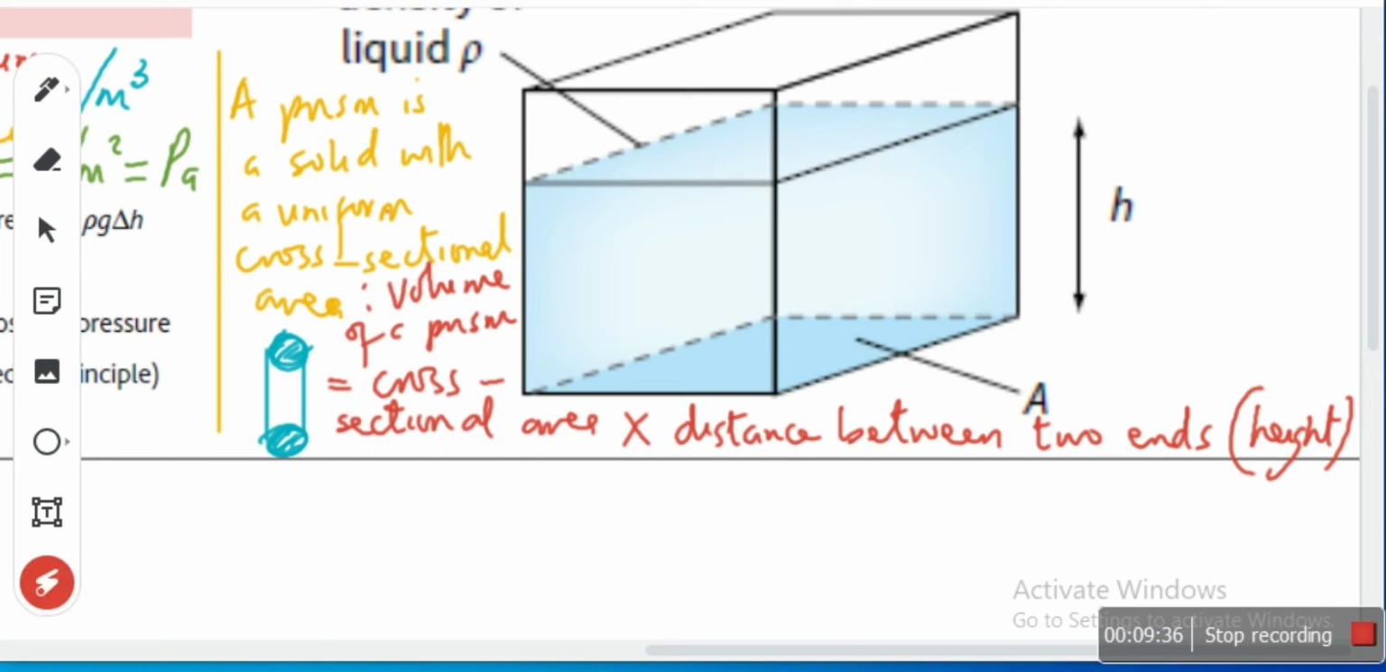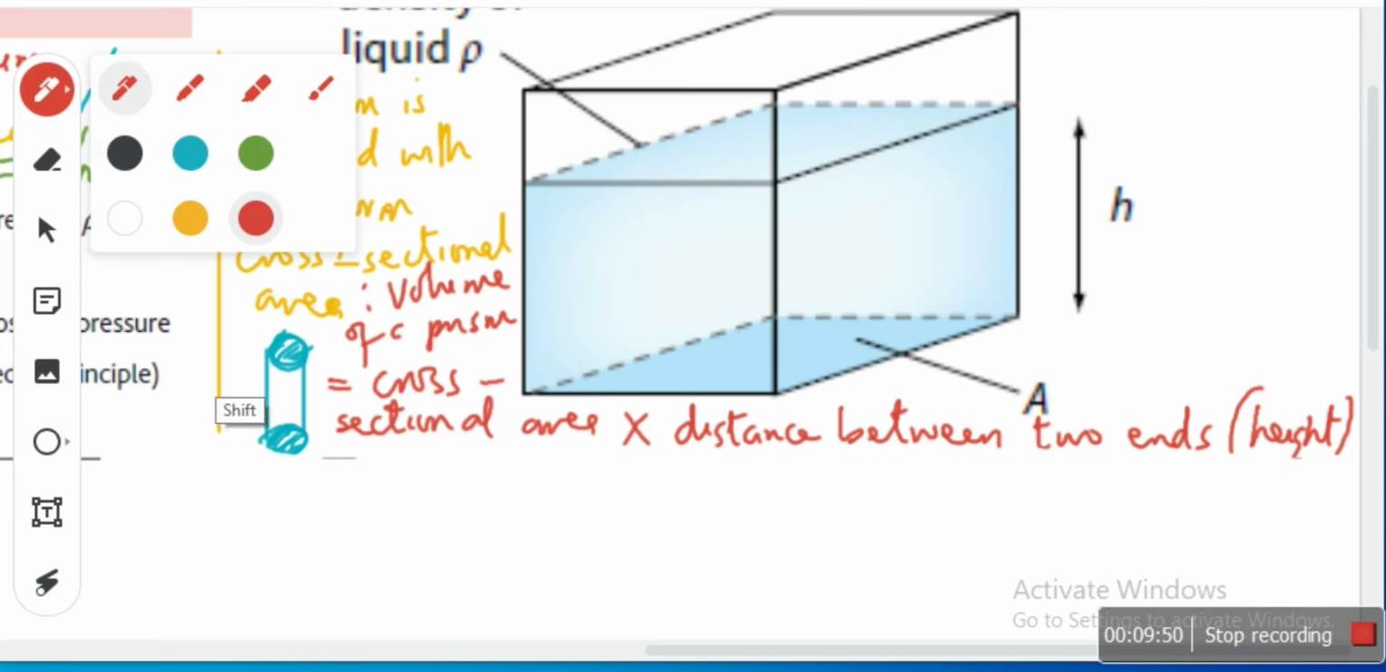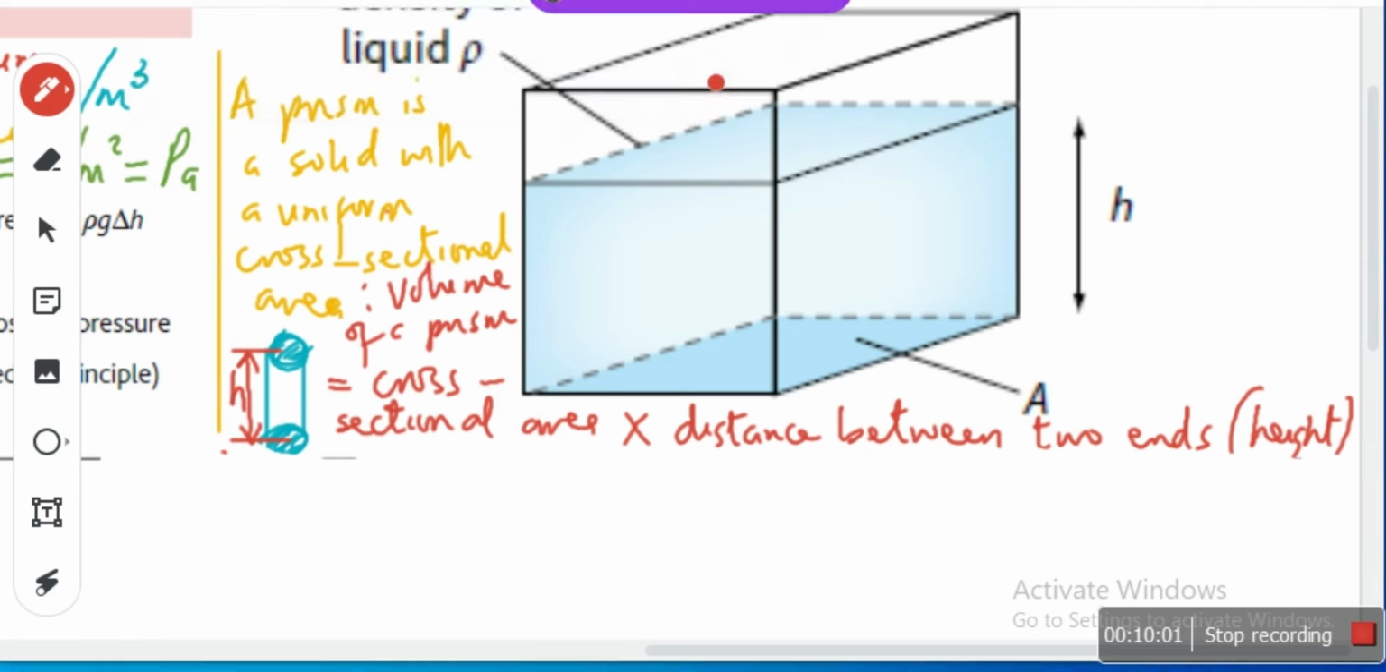Are you listening to me? For instance, I can clean this, add more line there. For instance, how do we find it? Assuming the distance from here to here is h. Let me draw that and show you. The distance from here to here is h. And this is the cross section. How do you find the area of this cross section? Pi r squared. Area of a circle.